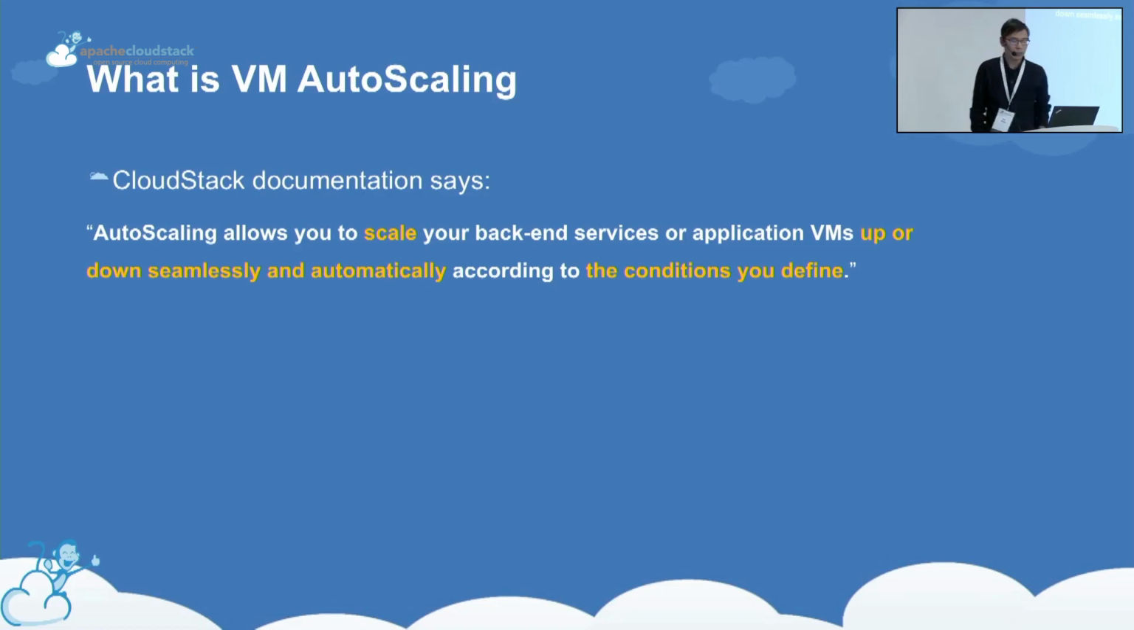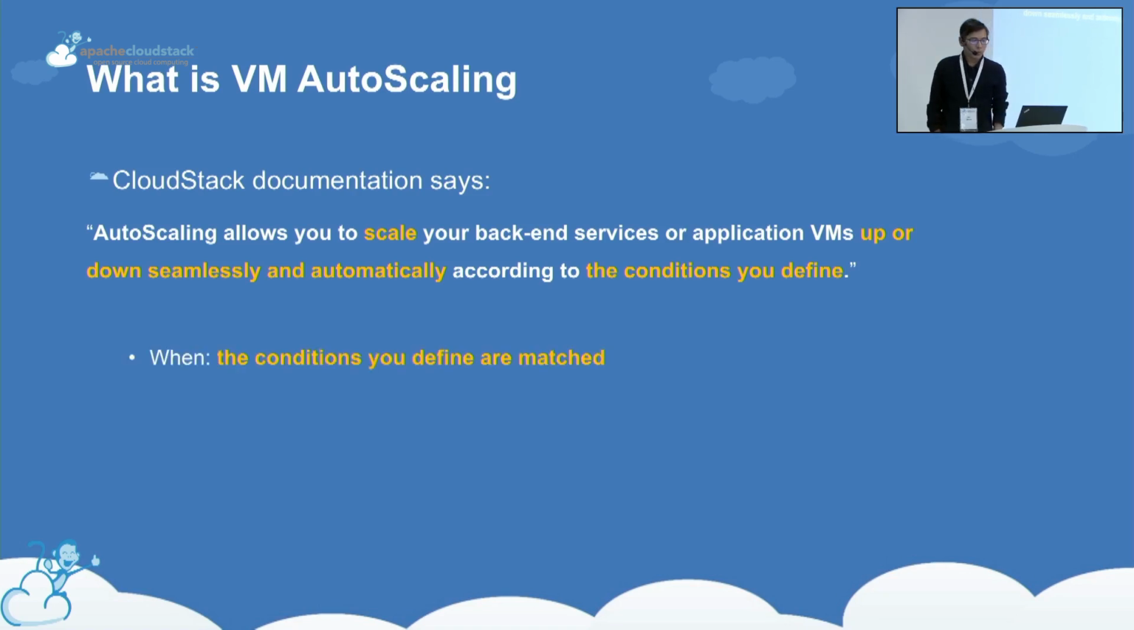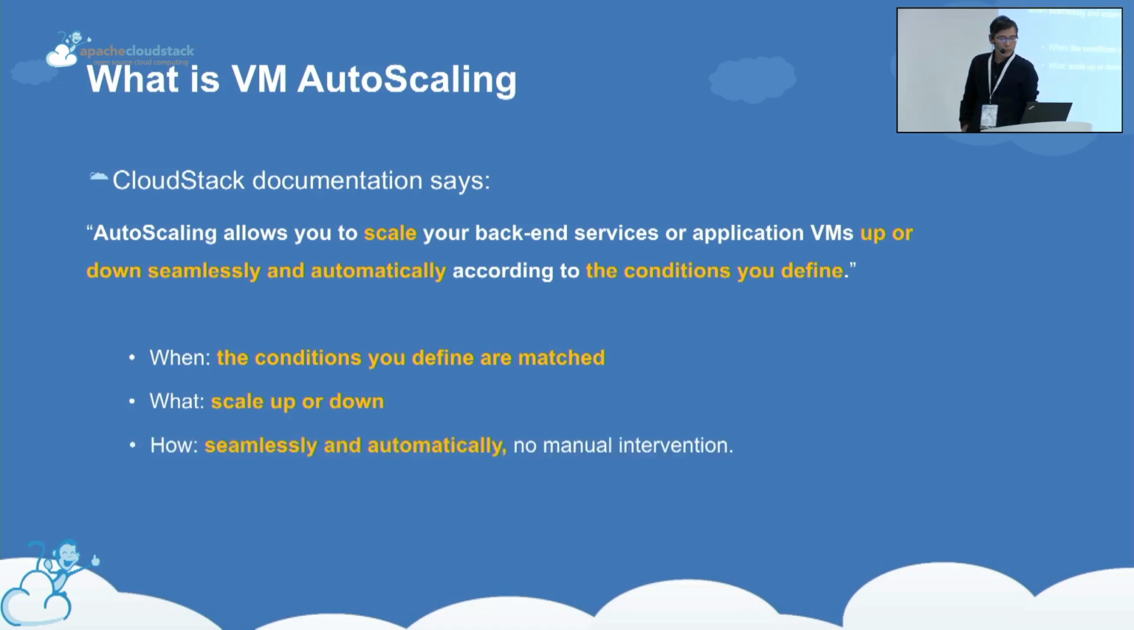What is VM AutoScaling? In the CloudStack documentation, it says AutoScaling allows you to scale your backend service and application VMs up or down seamlessly and automatically according to the conditions you defined. So when the conditions you defined are matched, it will scale up or scale down. The action is seamless and automatic, so it doesn't require any manual intervention.